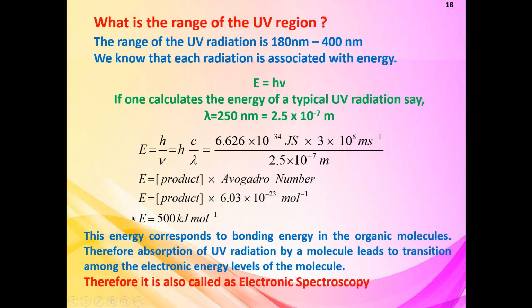That means energy of 500 kilojoules per mole is sufficient to excite the electrons from bonding energy levels to the anti-bonding molecular orbitals. That is why the energy corresponds to the bonding energy in organic molecules. Therefore absorption of UV radiation by a molecule leads to transitions among the electronic energy levels of the molecules. Hence this part of the spectroscopy is also called electronic spectroscopy.